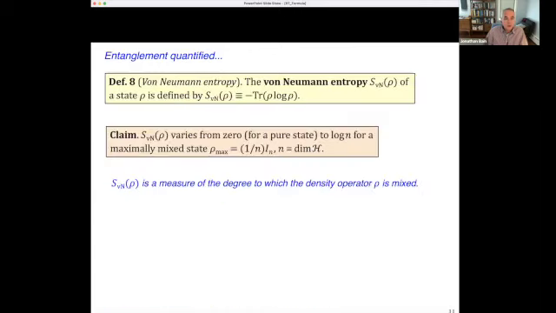With that in hand, we can then remind ourselves of the definition of von Neumann entropy of a density operator state. This is defined to be minus the trace of the product of the density operator with its log, rho log rho. You can then show that the von Neumann entropy of a density operator varies from zero for a pure state to log n for a maximally mixed state, which is proportional to the appropriate identity operator. And this claim indicates explicitly that the von Neumann entropy is a measure of mixedness. It's a measure of the degree to which a given density operator is mixed.